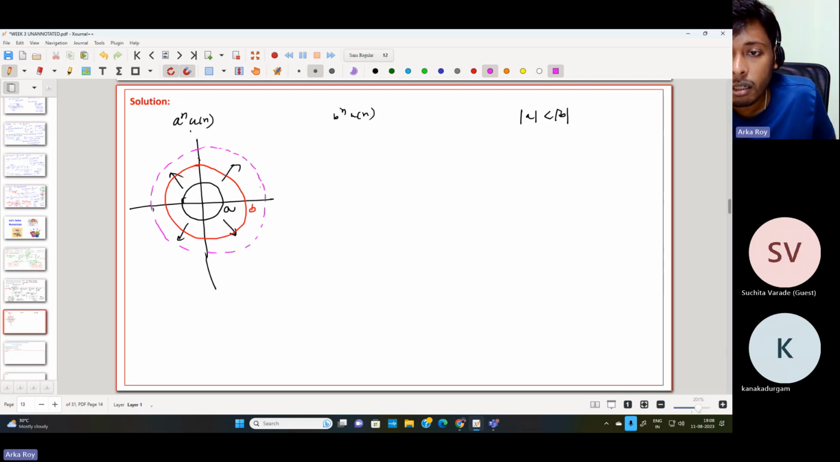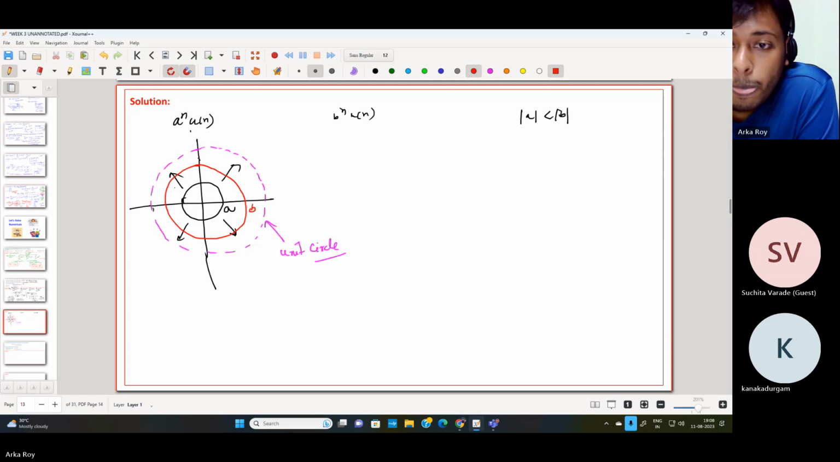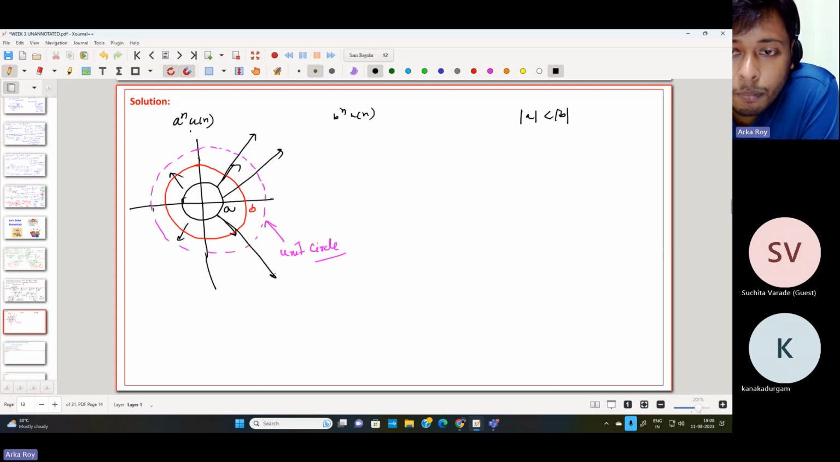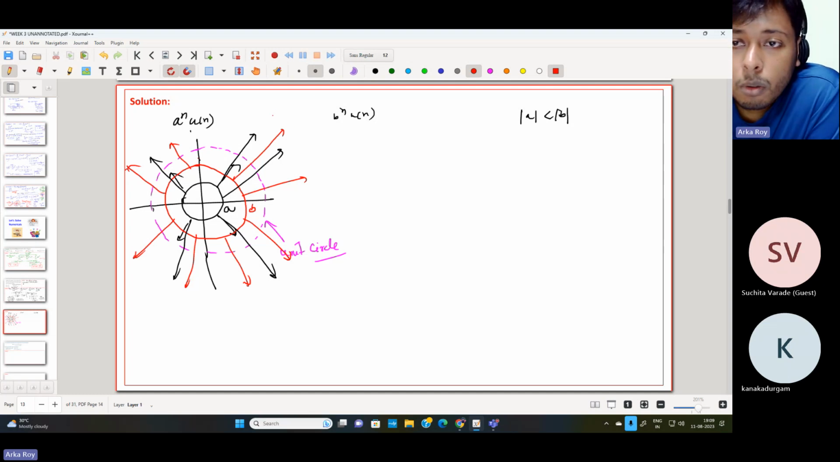This is the unit circle. So for the individual ROC, this one is going outwards like this. For the second one, the ROC is also outwards, because the second signal is also right-sided. So the ROC is a diverging-shaped ROC. Now we are taking the summation of these two particular sequences.